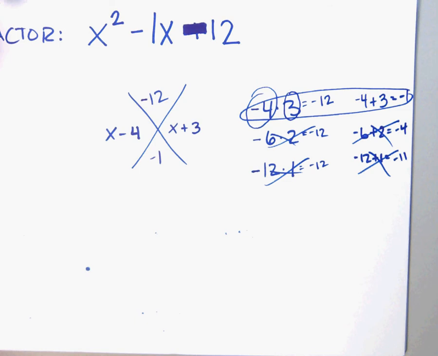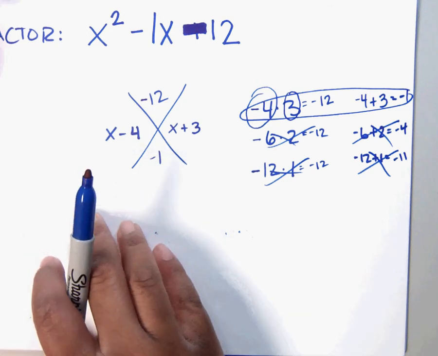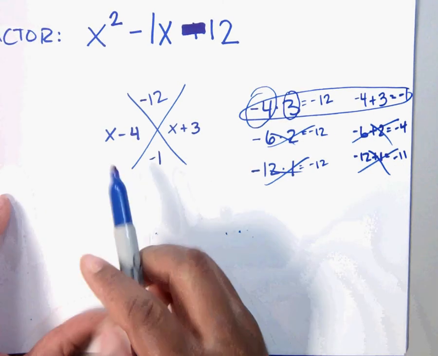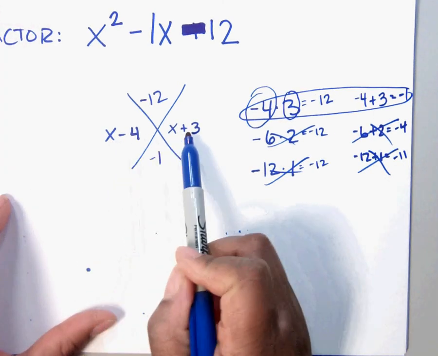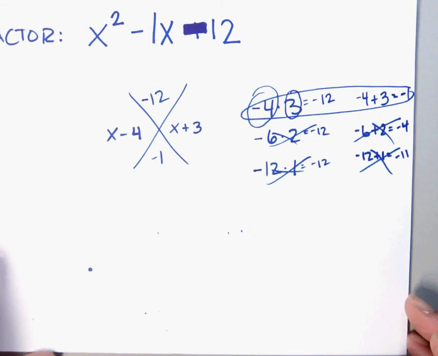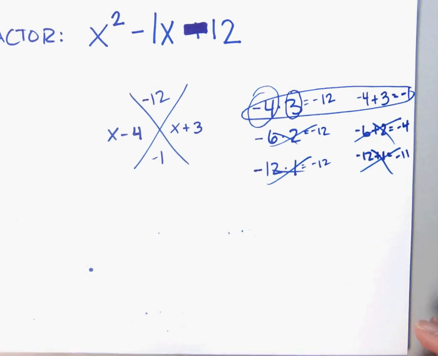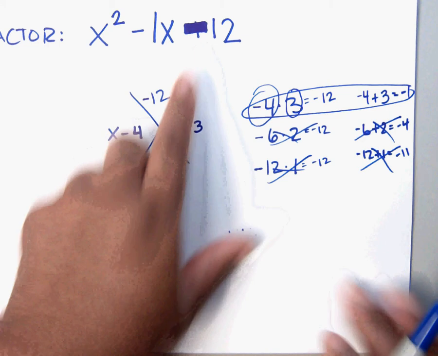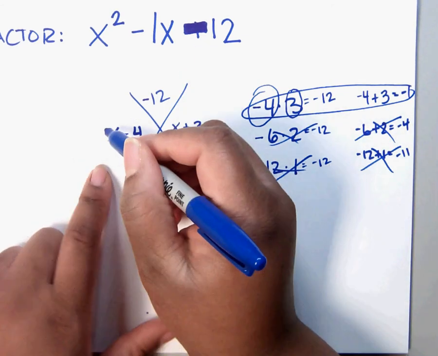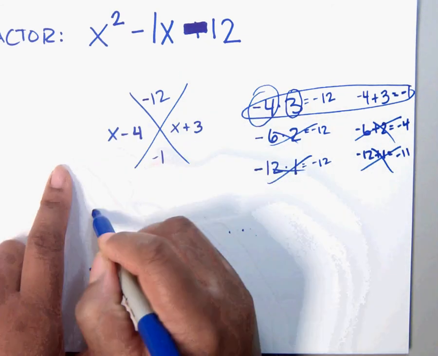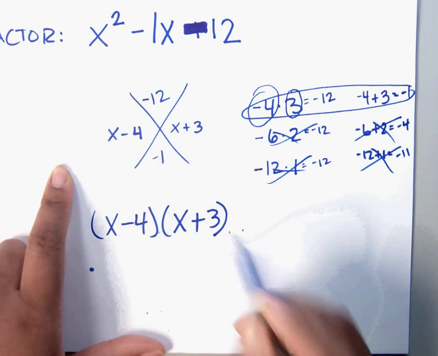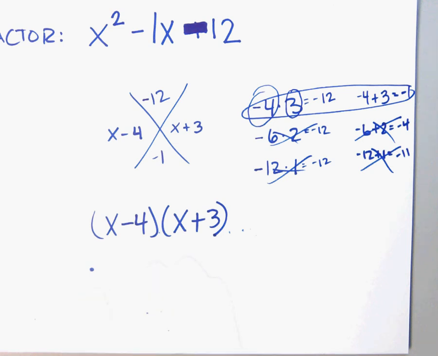You want to try another one, or you want me to go back over what we just did? Everybody understand why it's X minus 4 and X plus 3? Yes. Okay. Now that we did a little bit more practice, let me show you how to finalize this question. You ready? When I say factor this problem, these two are your factors, but you have to write them in parentheses. So the final answer looks like that.